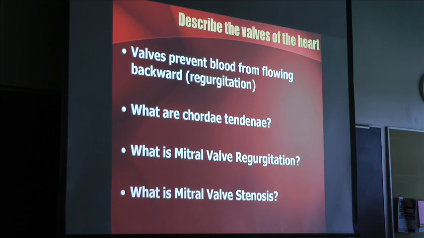And then last question, what is mitral valve stenosis? And stenosis means narrowing. So narrowing of the mitral valve. So if the mitral valve is narrowed, what kind of a problem do you think that would create? Right, so the blood is in the left atrium, it needs to get into the left ventricle, but not as much gets in there because of that narrowed area in the valve.